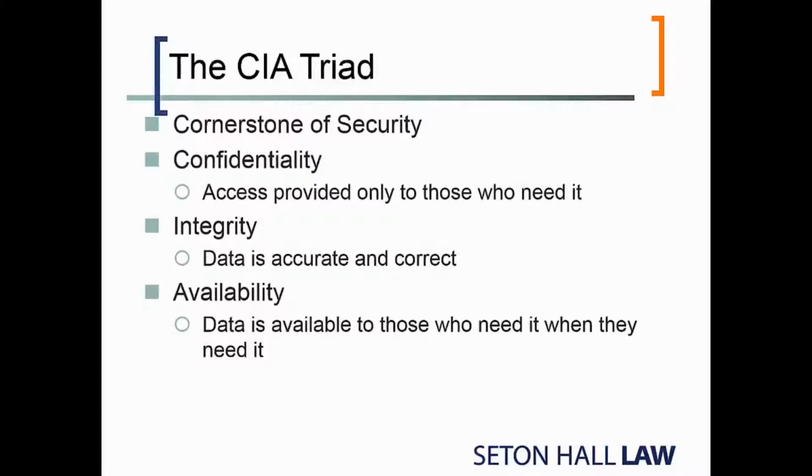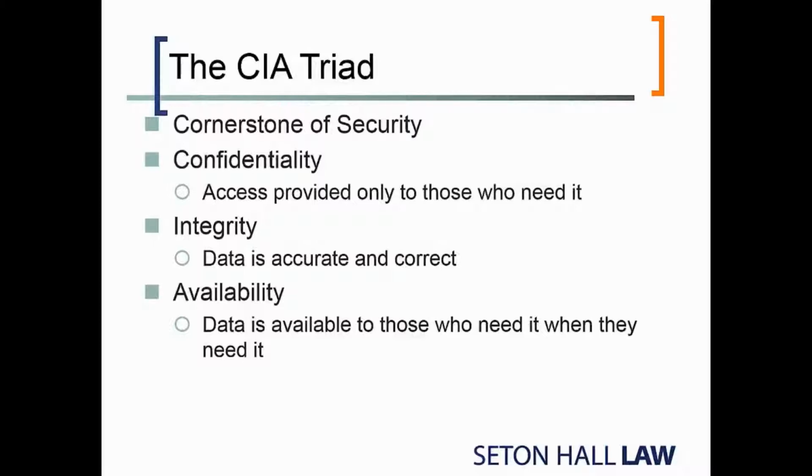Now, if you look at these three things together, you can see that they potentially can be in tension with each other. So look at confidentiality and availability. Access is provided only to those who need it, so you're going to have to put restrictions on access. Availability: data is available to those who need it when they need it. The restrictions can't exceed the principle of availability.